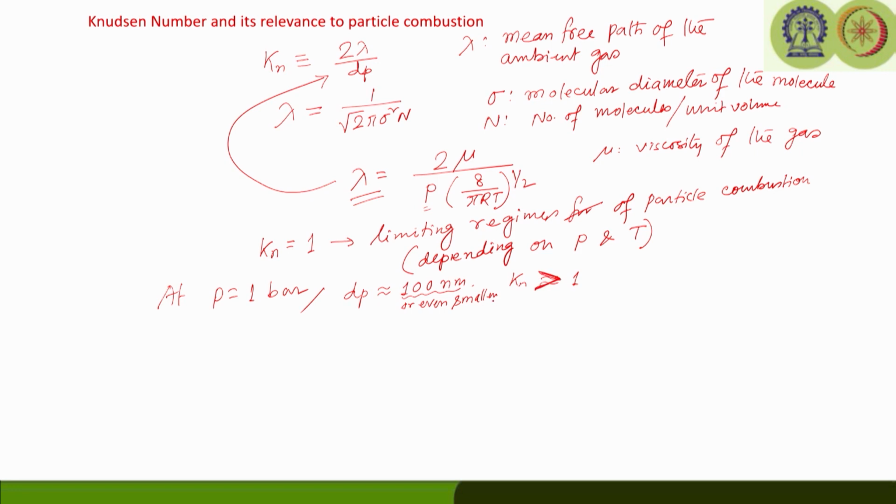What does that mean? The particles cannot be considered as macroscopic particles in the continuum gas. That means these particles are now behaving almost like larger diameter molecules. Let us say the molecular diameters of the gases are like this, and this is our particle, and this is our molecule of the gas.